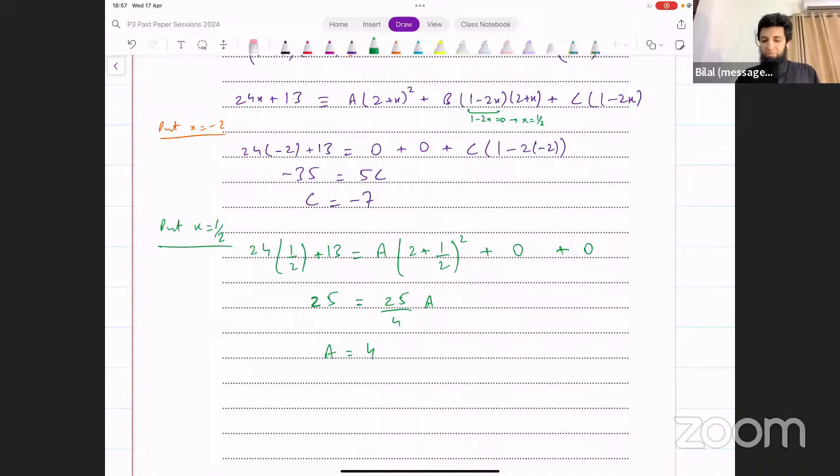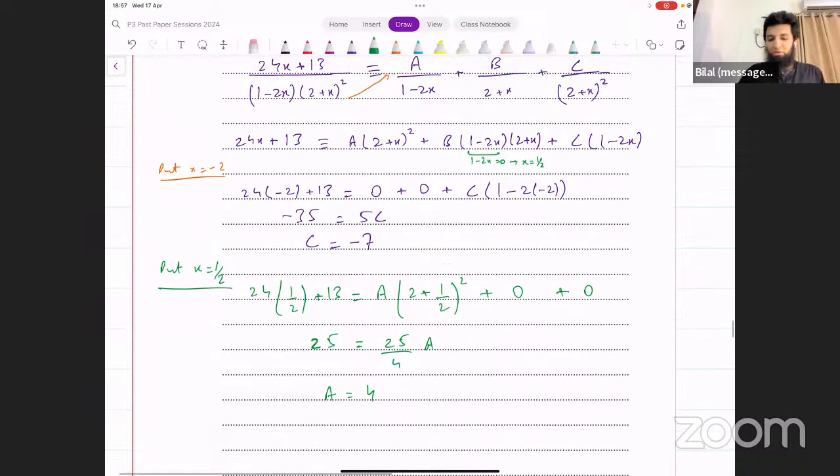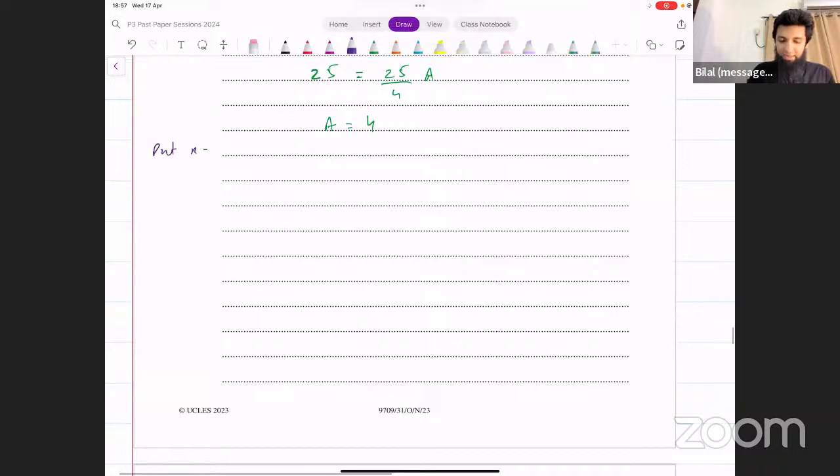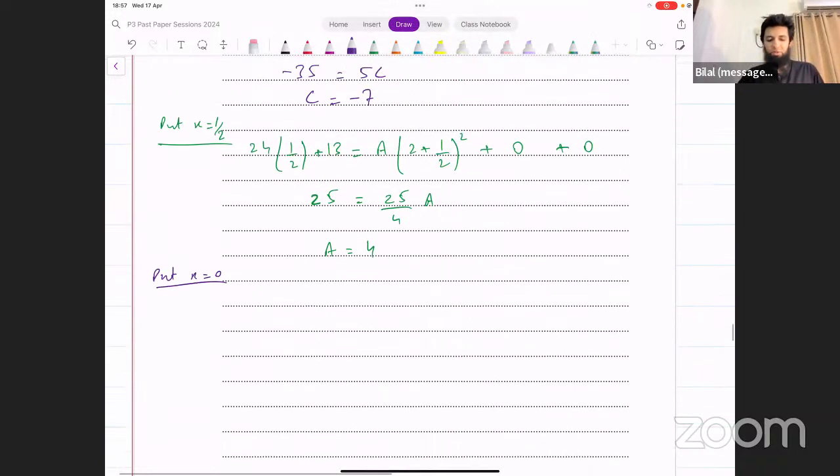What are we left with? B. Do we have any other bracket that we can make 0? No. We're done with 2 plus x. We're done with 1 minus 2x. We don't have any other brackets that we can make 0. What we do in this case is we just put another value, put x equal to 0 now. We could input x equal to 0 now and see what that gives us. Put x equal to 0. That's a simple value to use.